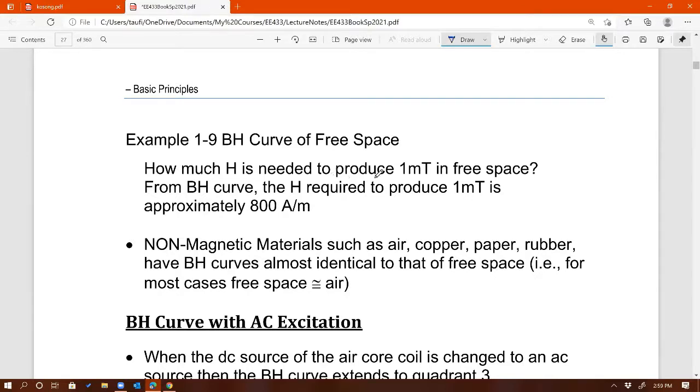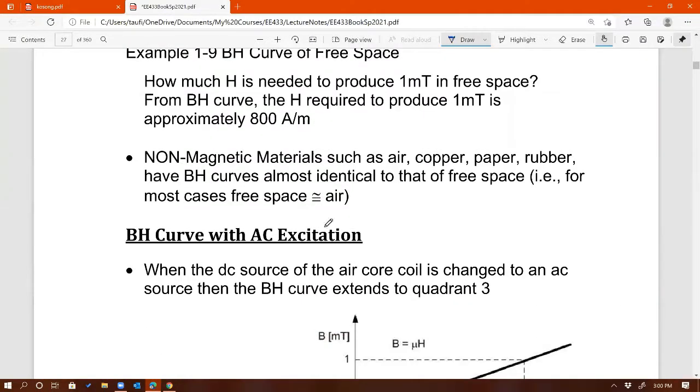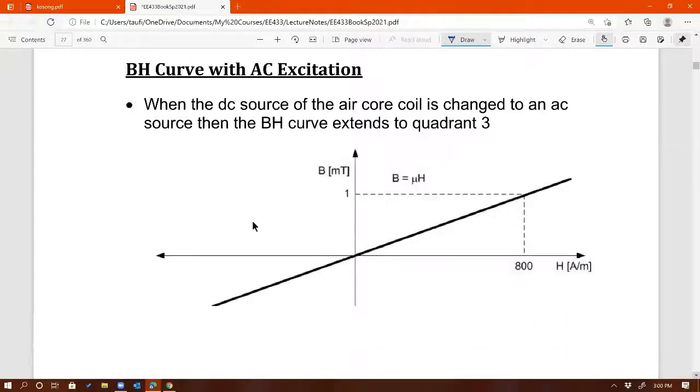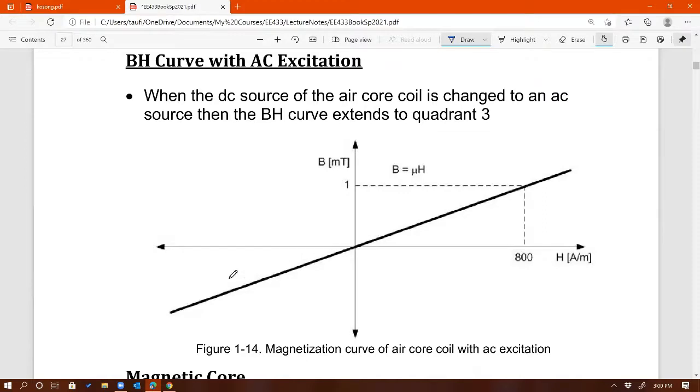How much H is needed to produce 1 millitesla in free space? I already told you that. From the BH curve, the H required to produce 1 millitesla is approximately 800 amps per meter. Good luck with that. Non-magnetic materials such as air, copper, paper, rubber have BH curves almost identical to that of free space. And if you use AC, the flux excursion is going to be positive, negative, so the curve will transform into this type of graph right here. It's not just quadrant 1, but you're also going to use quadrant 3.